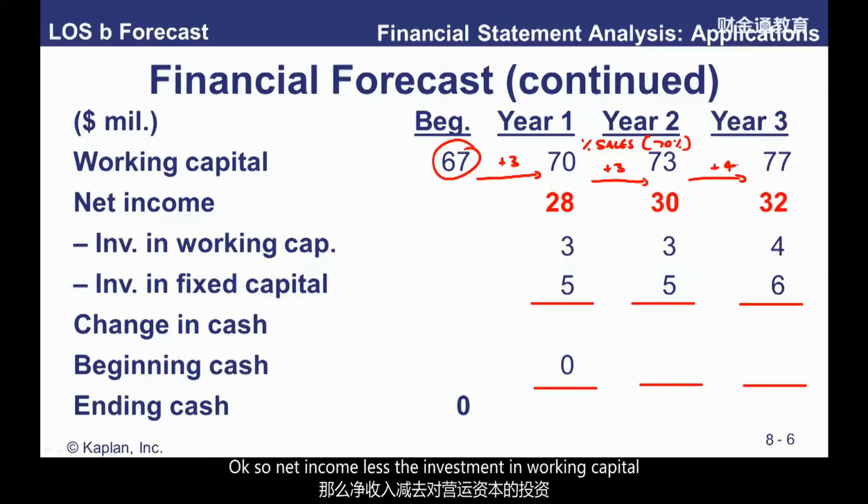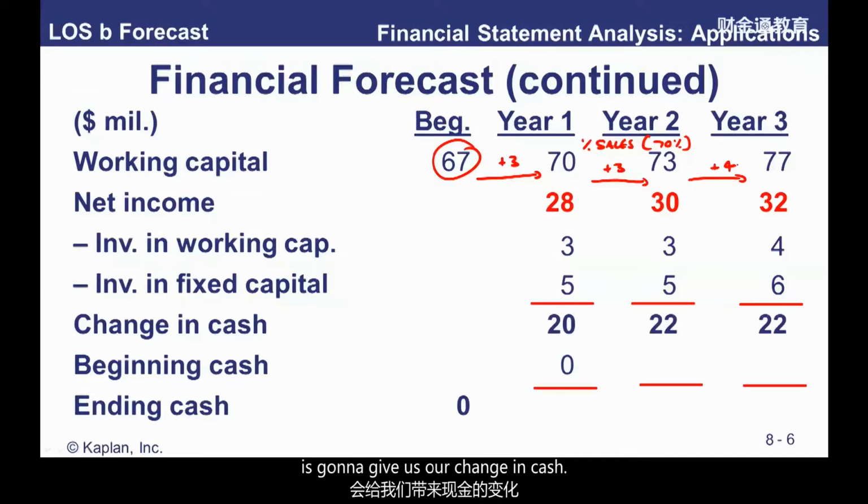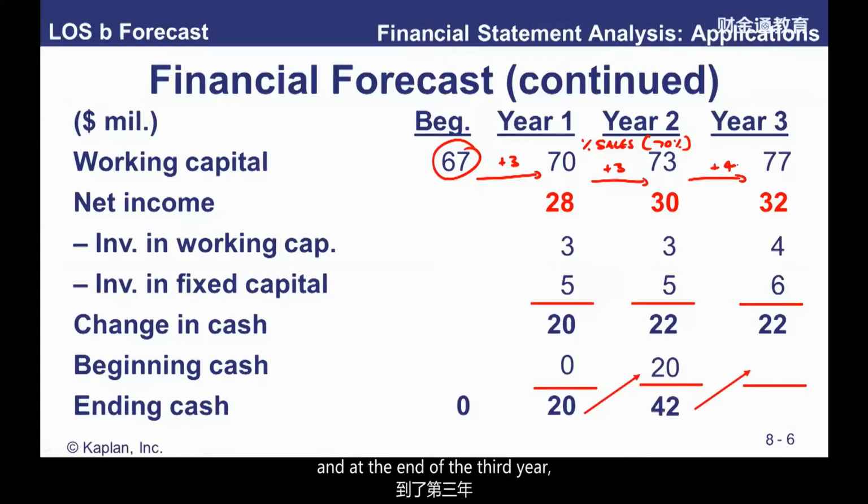Okay, so net income, less the investment in working capital, less the investment in fixed capital, is going to give us our change in cash. So 20, 22, 22. So we've now got the change in cash. Given we've assumed 0 cash at the start of the period, at the end of the first year, our cash will be 20. At the end of the second year, our cash will be 42. And at the end of the third year, our cash, of course, should be 64.